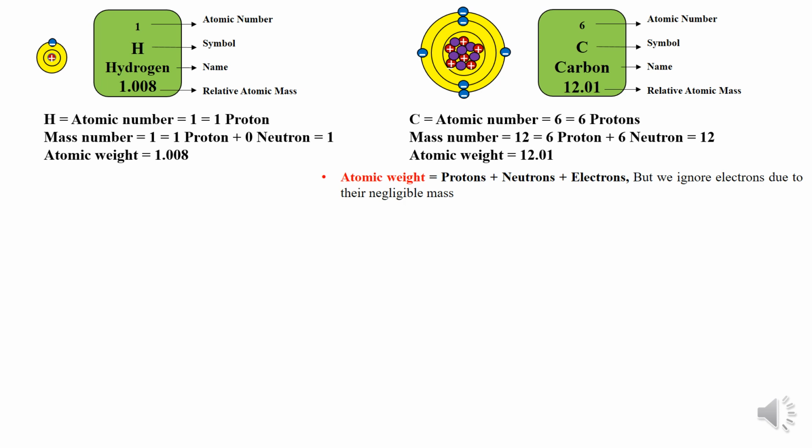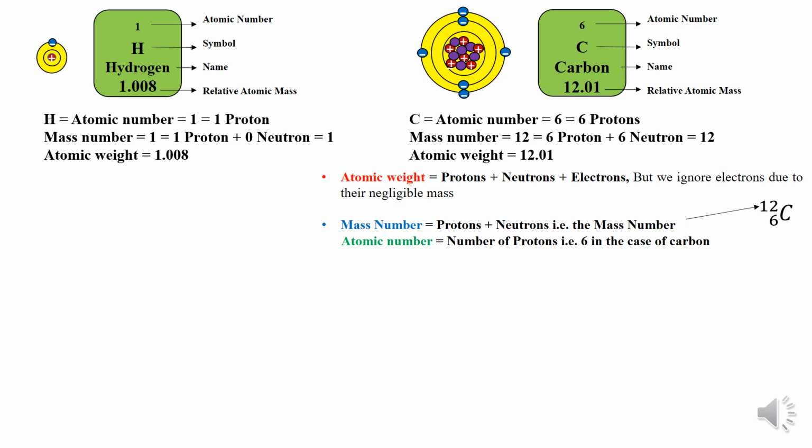Now, atomic weight is the sum of protons, neutrons, and electrons. But we ignore the electrons due to their negligible mass. The mass number is the sum of protons and neutrons. So in case of carbon, it is 12. And the atomic number in case of carbon is 6.